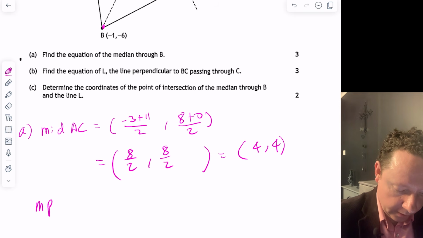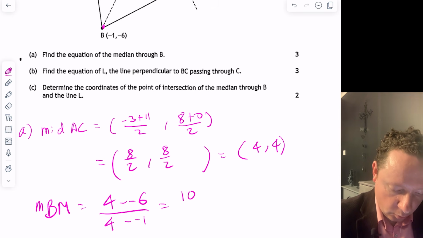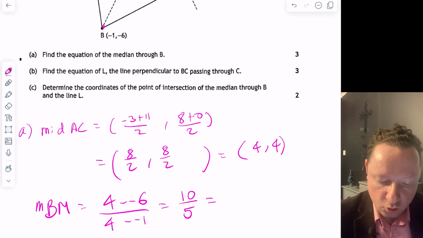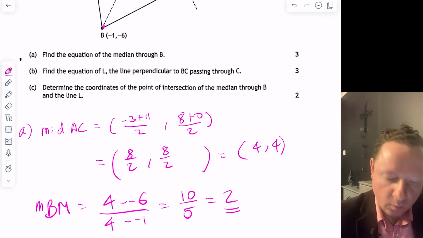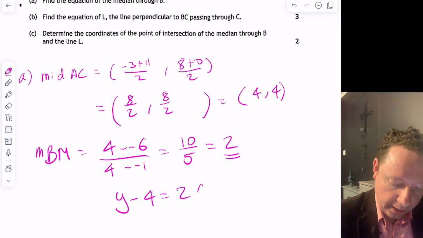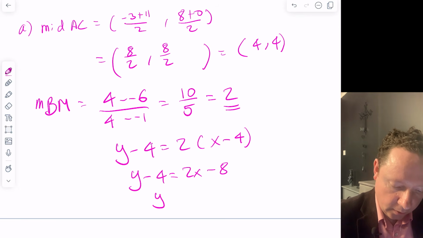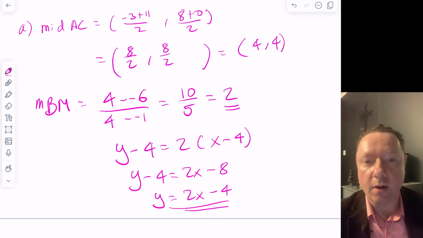So gradient between B and M, I've just called it. So B is minus 1, minus 6. So I'll just say 4 minus minus 6 over 4 minus minus 1. That gives me 10 over 5, and that's a 2. So my gradient is 2, so y minus b equals m times x minus a: y minus 4 equals 2 times x minus 4, so y minus 4 equals 2x minus 8. So y equals 2x minus 8 add 4, which is 2x minus 4, and we're done there for part A.